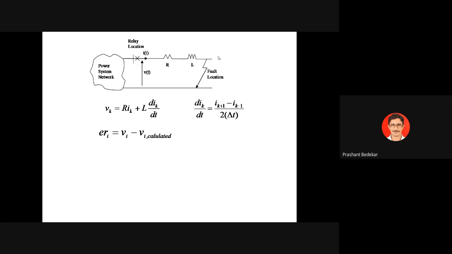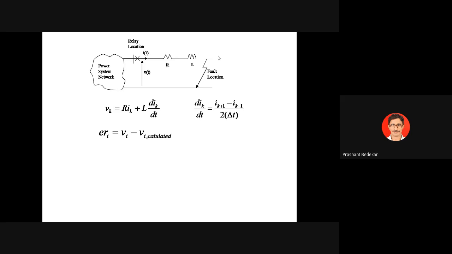You do not know R and L. What is your aim? You want to locate the fault. Location of the fault means what? You want to find at how much distance from the relay location the fault is. How can that distance be calculated? That distance can be calculated by knowing the resistance and inductance between the relay location and the fault. So basically you have to find R and L, resistance and inductance. These two things you have to find out.